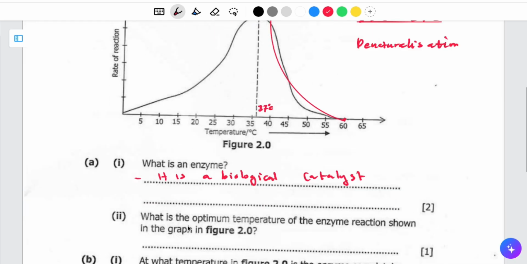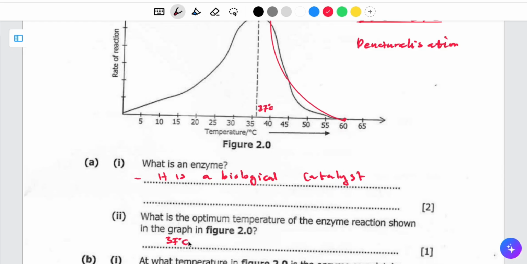Then the next question is saying, what is the optimum temperature of the enzyme reaction shown in the graph? As you can see here, we can just imagine that this is 36 to 37, but approximately that is 37 degrees Celsius, because we know that is the normal temperature of the human body.